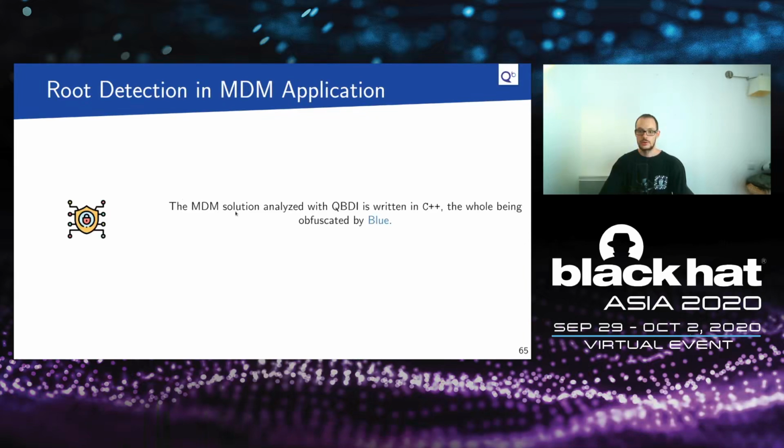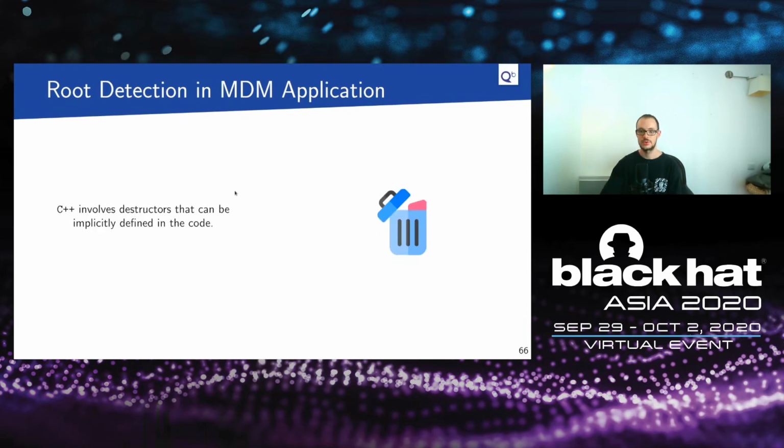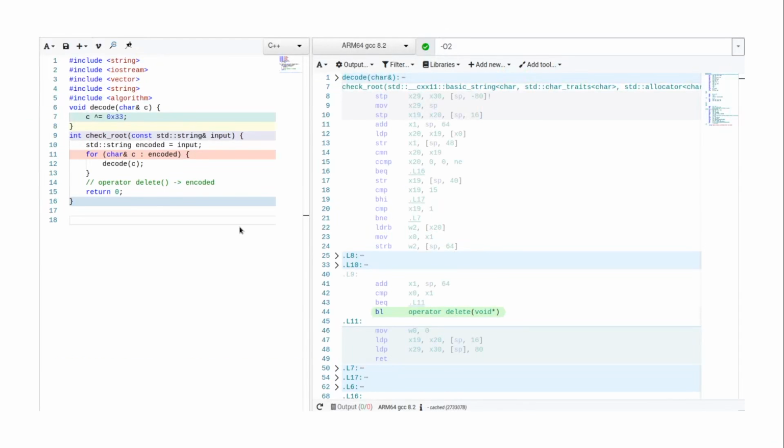The solutions that we analyzed were written in C++, and the strings were protected by the obfuscator. One tricky point in C++ is that you can have implicit destructors. So let's consider this piece of code. Here you have a string object within the check root function. Here you get a reference over all the characters located in the string. You are decoding the string with an XOR operation.